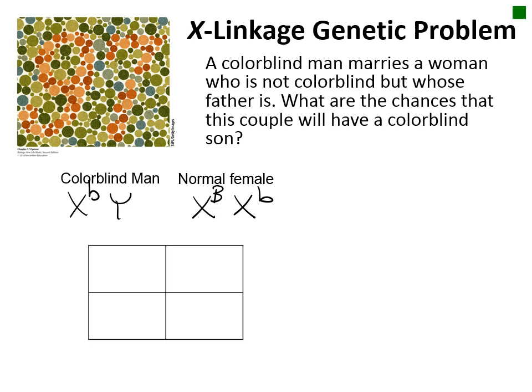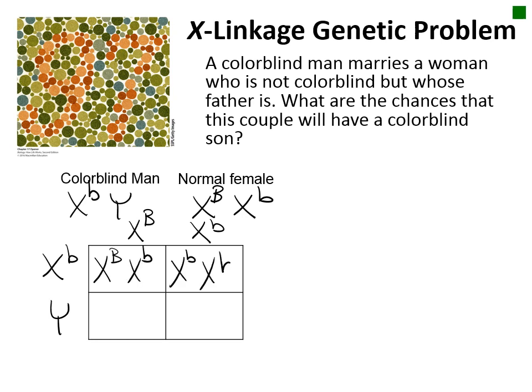We will then set up our Punnett square, keeping track of both the X and Y chromosomes. The sperm could have an X with the colorblind allele or a Y, whereas the eggs could have an X with the normal vision allele or an X with the colorblind allele. At fertilization, we see these combinations which could come together.